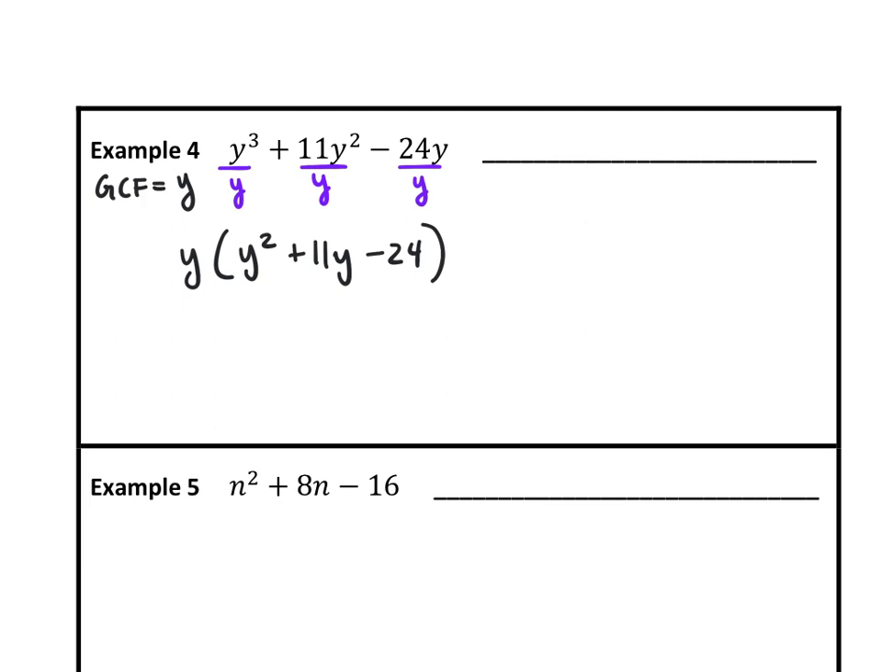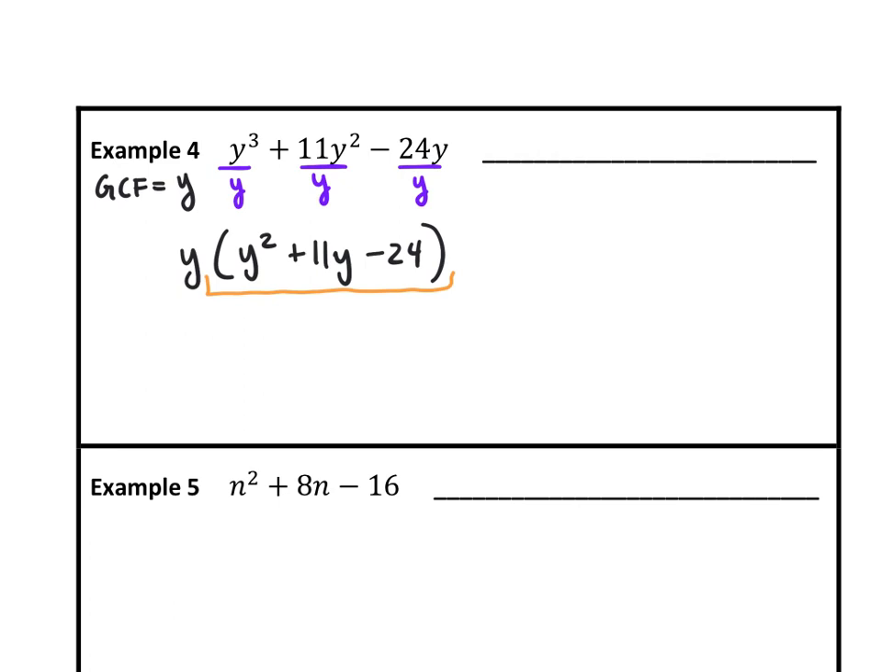Okay. So then we got to check this parentheses that was left over. Is this a special situation? Is this like a table situation? Well, if it was a perfect square, that means I could square root the last one. But I can't square root a negative number, and I can't square root 24 and get a whole number. So then let's try the table method.